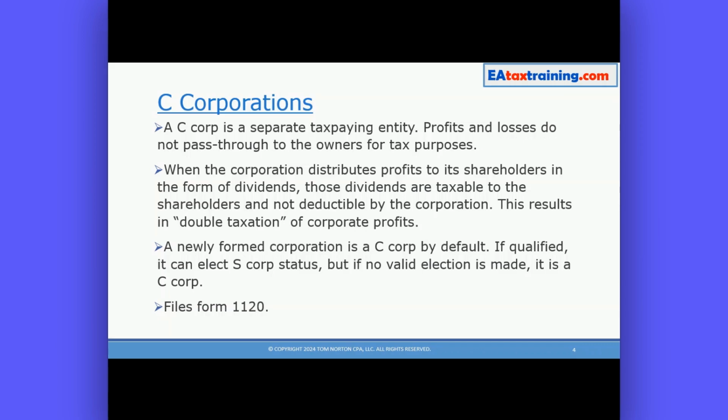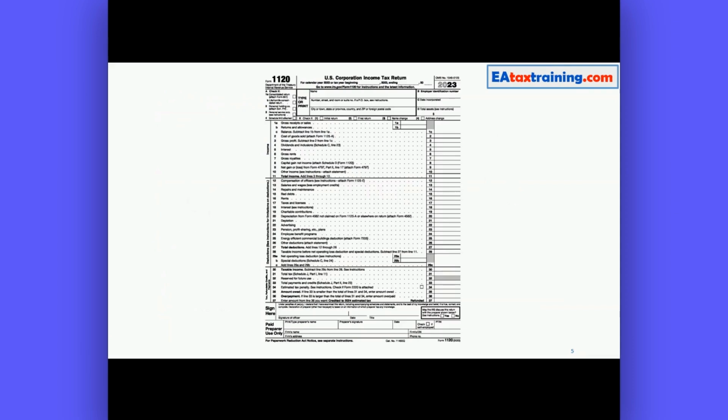A newly formed corporation is a C corp by default. If it's qualified, they can elect S corp status, but if they haven't made the election, it's a C corp. So when they go to the Secretary of State's office and form the corporation, it is by default going to be taxed as a C corporation, and it files its tax return on Form 1120.